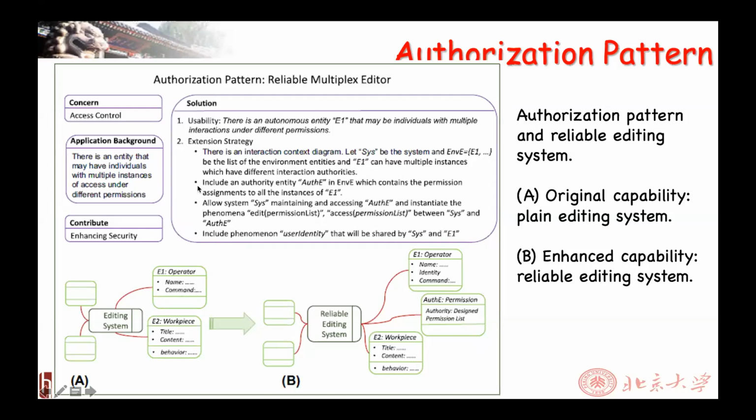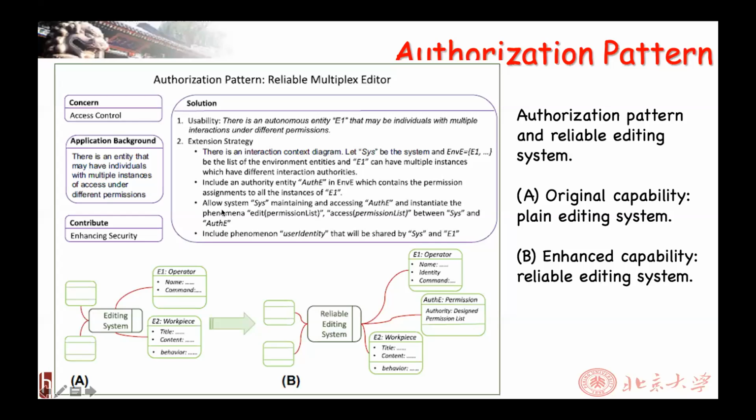And then the second: include an authority entity, the name of the authority entity is AuthorE, which contains the permission assignment to all the instances of E1. So from the original problem, we enhance it into a reliable editing system by including an AuthorE permission. It defines all the permissions for each instance of operator. So this is the second point.